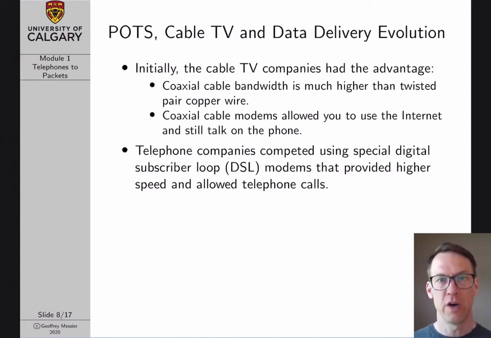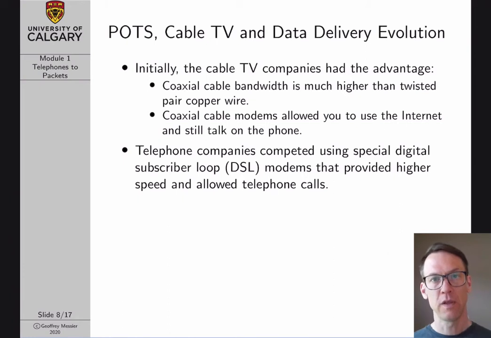TELUS would compete with Shaw, for example. Initially, the cable TV companies definitely had the advantage, and it was because of their physical infrastructure. The bandwidth, the amount of throughput that you can achieve over a coaxial cable, is much greater than it is over a twisted pair copper wire. And so the cable companies had a bandwidth data rate advantage to start off with.